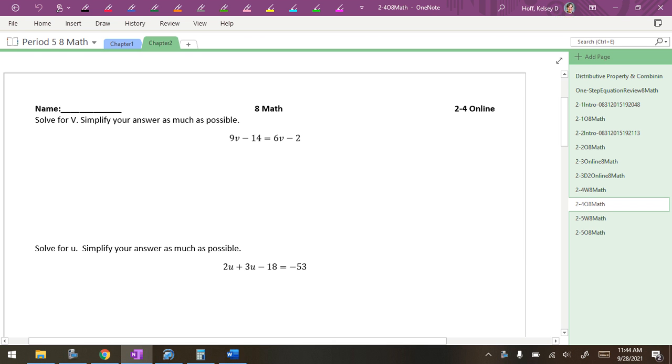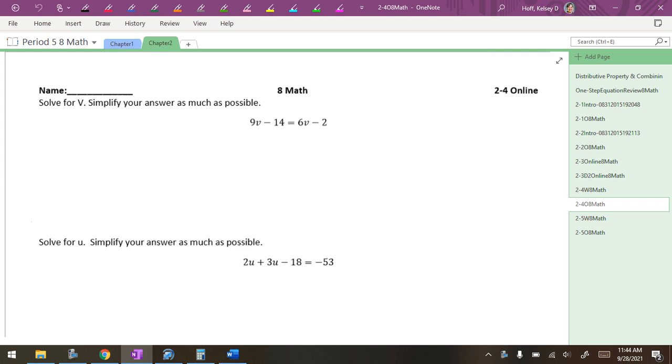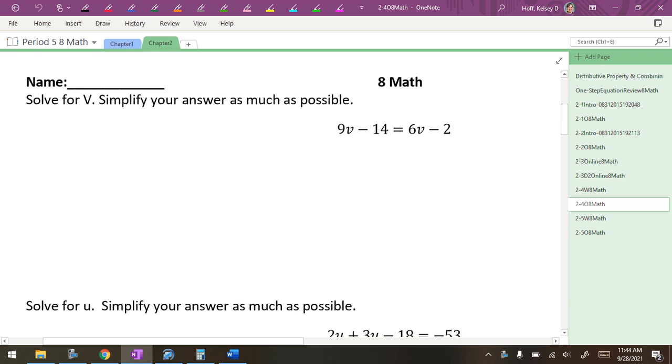Yesterday, and I use air quotes when I say this, the new piece of what we learned was the fact that we had variables on both sides. And so the first thing that we have to do is to be able to move the variables together before we do anything else. Okay? So the very first problem says, solve for V. Simplify your answer as much as possible.